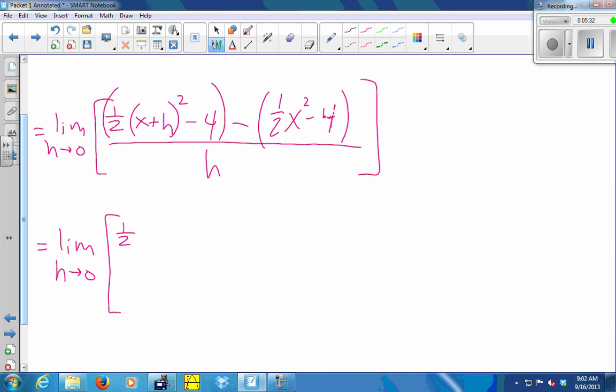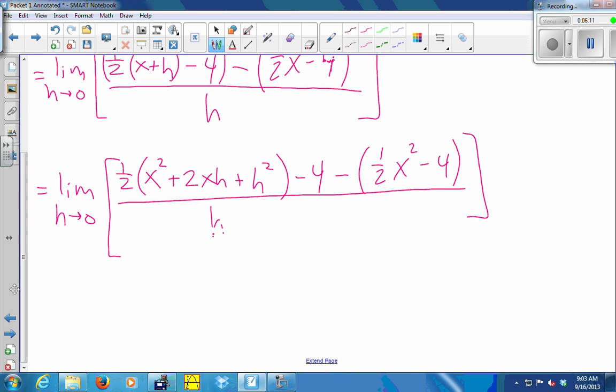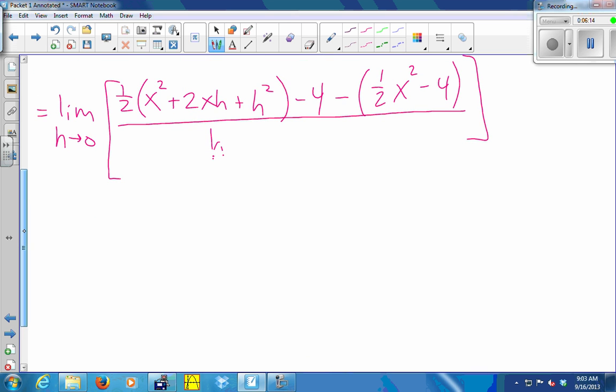So I have 1/2 x squared. You know what, I'm just going to do each step one at a time because that's sort of your best bet to avoid making mistakes. So first thing, I'm just going to square the x plus h. I have 1/2 times (x squared plus 2xh plus h squared), then minus 4, minus (1/2 x squared minus 4), all over h. Then I'm going to distribute my 1/2. And maybe in the same step, I'll distribute my negative sign.